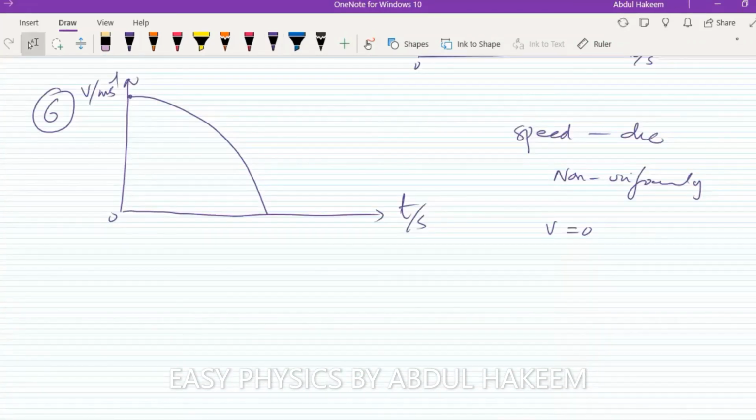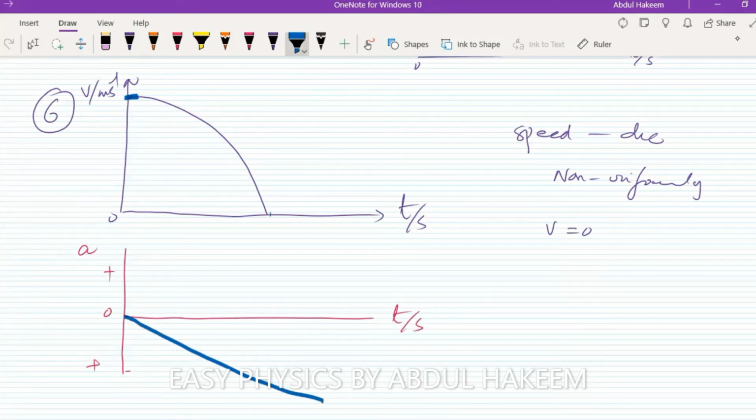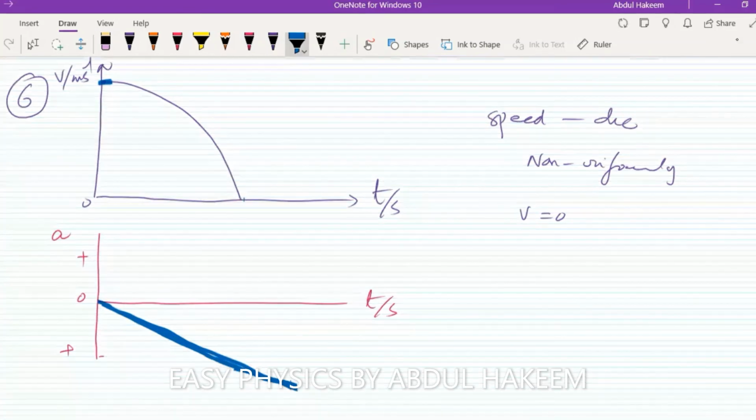So for this, we will draw the graph. We will sketch the graph for acceleration like this. Time here, acceleration here, 0, this side positive, negative, and look, initially the gradient is 0, finally the maximum. So this is the retardation, a straight line. Initially 0 retardation, finally increasing.